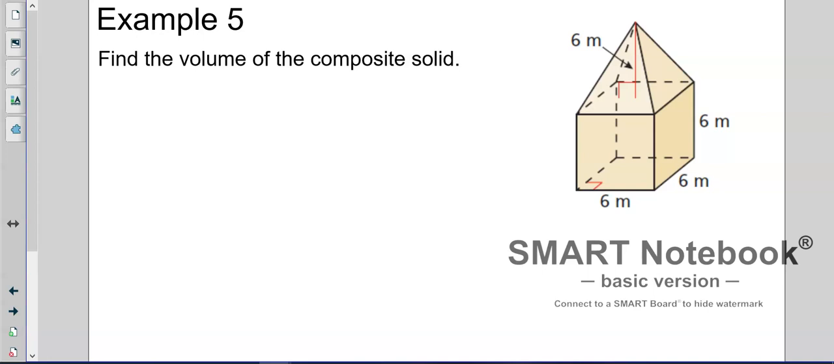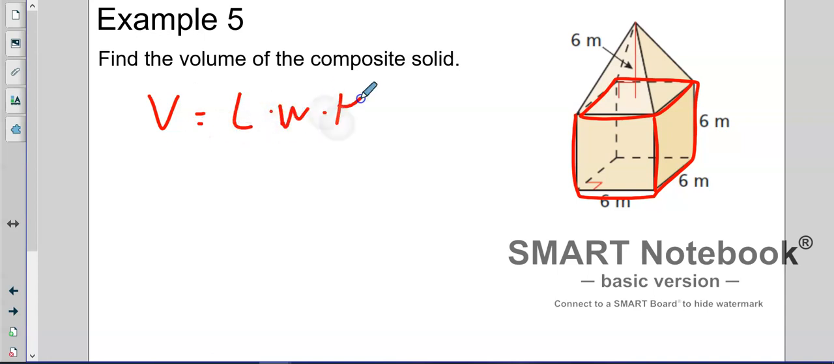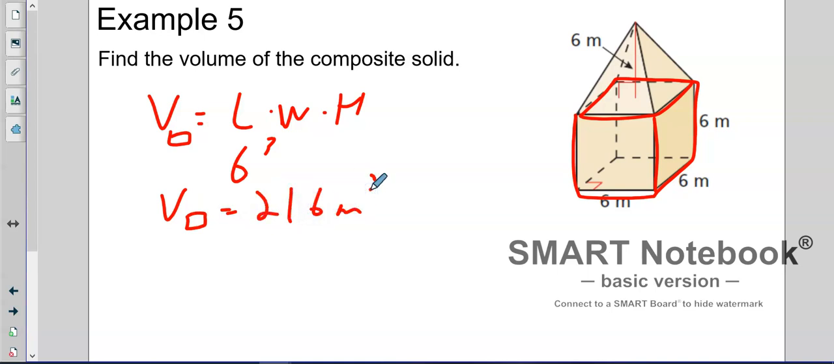All right, last example. Find the volume of the composite solid. So first off, we need to find the volume of either shape. I'm going to do the cube first because that's the easiest. Okay, cube is right here. It's 6 by 6 by 6. So volume is length times width times height. Or in this case, 6 times 6 times 6, or just 6 cubed. So I'm going to put a little thing here for the cube. So 6 times 6 times 6 is 216. So the volume of the cube is 216, technically, cubic meters.